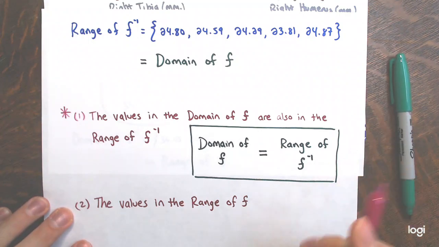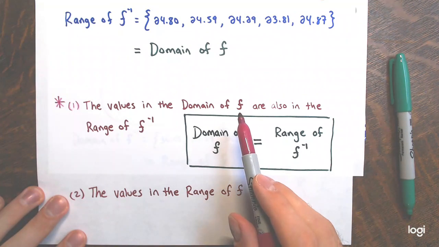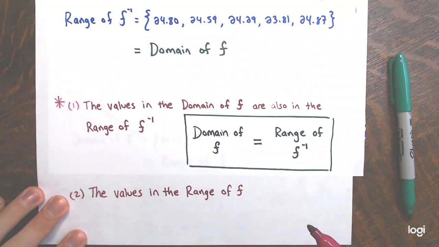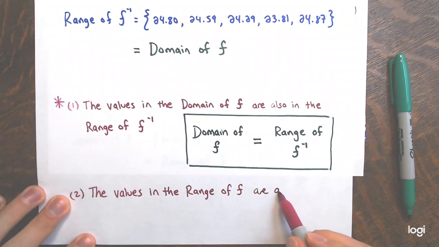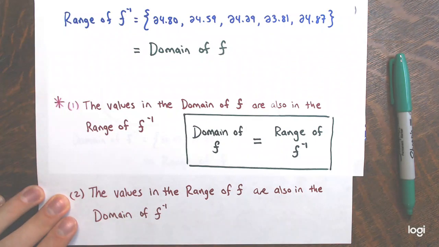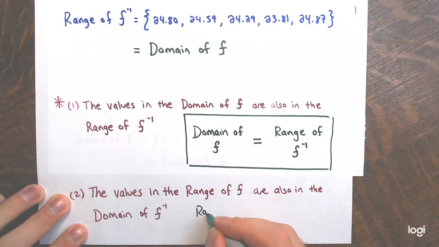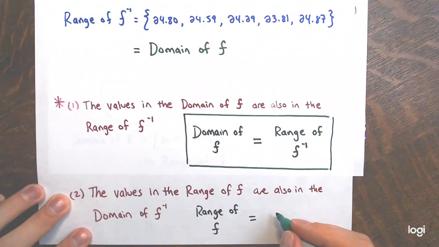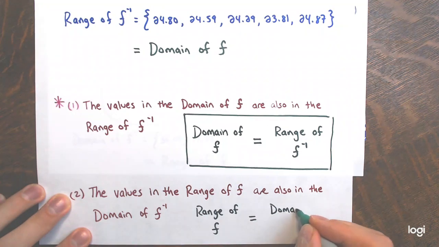Again, this is all dependent on the fact that f is a one-to-one function, so f inverse will also be a function. The values in the range of f are also in the domain of f inverse. I'll put that in a box. So the range of f equals, has the same values as, the domain of f inverse. All right.